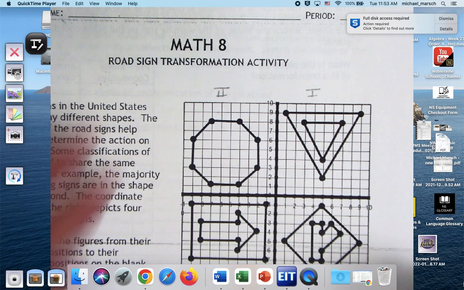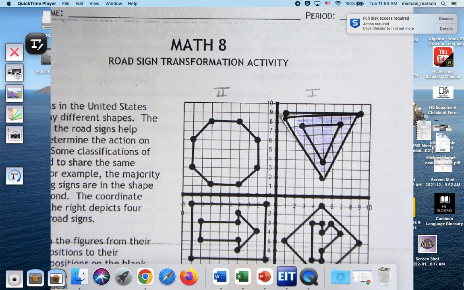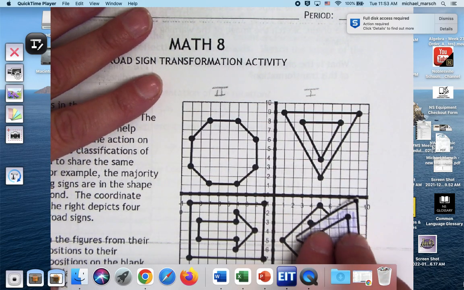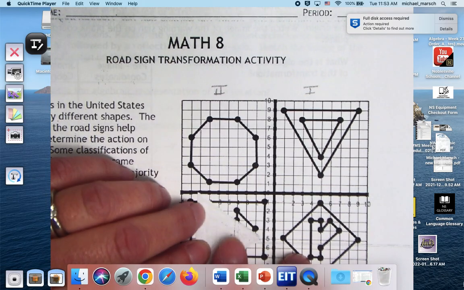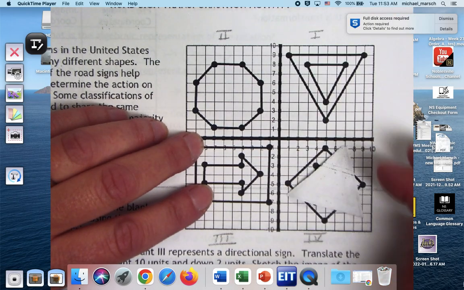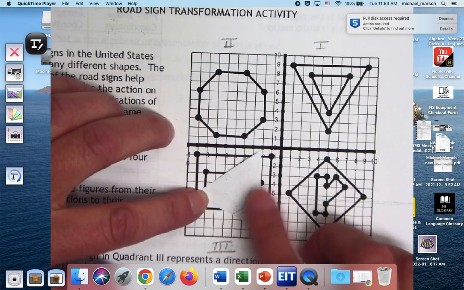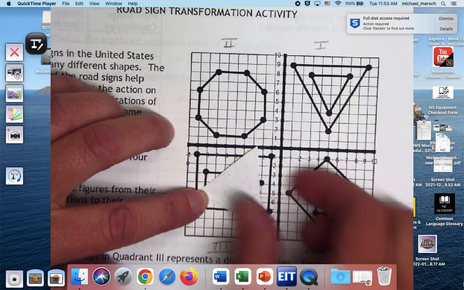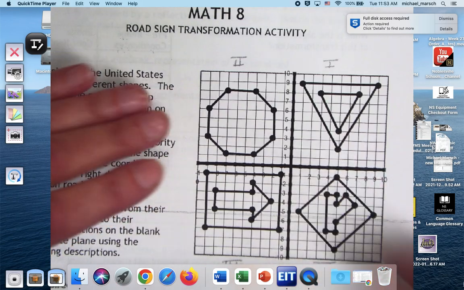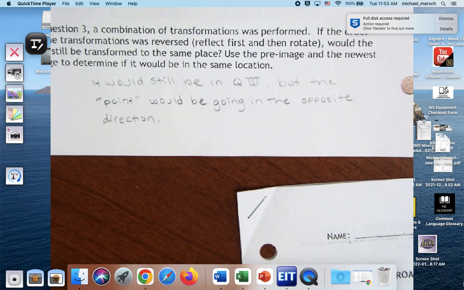Okay, so take a look up here. Guys, up at the screen. So the first time around, we rotated 90 degrees, and then we reflected, right? So what they're saying is, if we reflect and then rotate, it's going to be going in the opposite direction. The point is going to be over here instead of that way. Can you see that now? Okay. So our answer is, it would still be in quadrant 3, but the point would be going in the opposite direction.